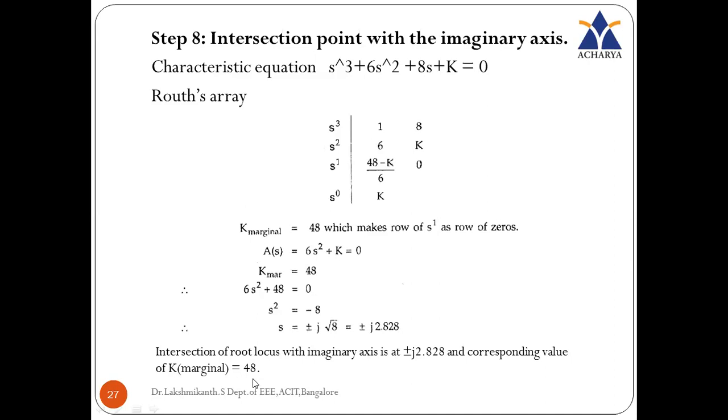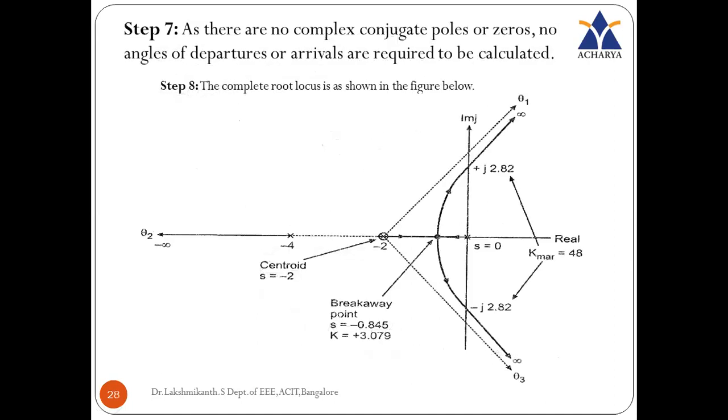Using all the parameters that we have obtained now, sketch the root locus. There are no complex poles, therefore there is no angle of departure and angle of arrival. First, on the graph sheet, you have to mark the poles. You can see here s equal to 0, -2, -4. Then the segments on the root locus, shown as a dark line, are s equal to 0 to -2 and -4 to infinity.